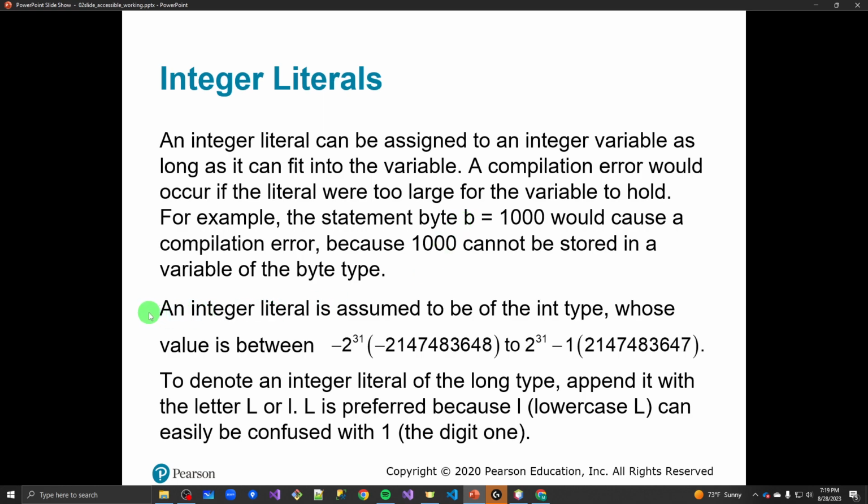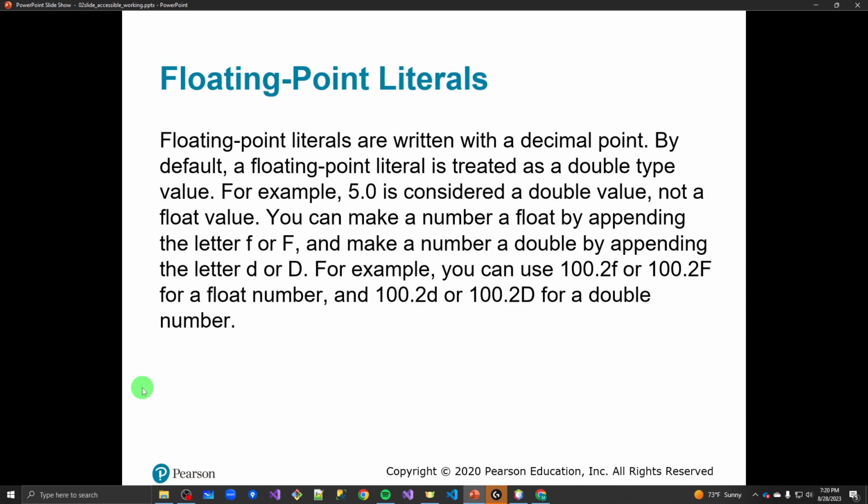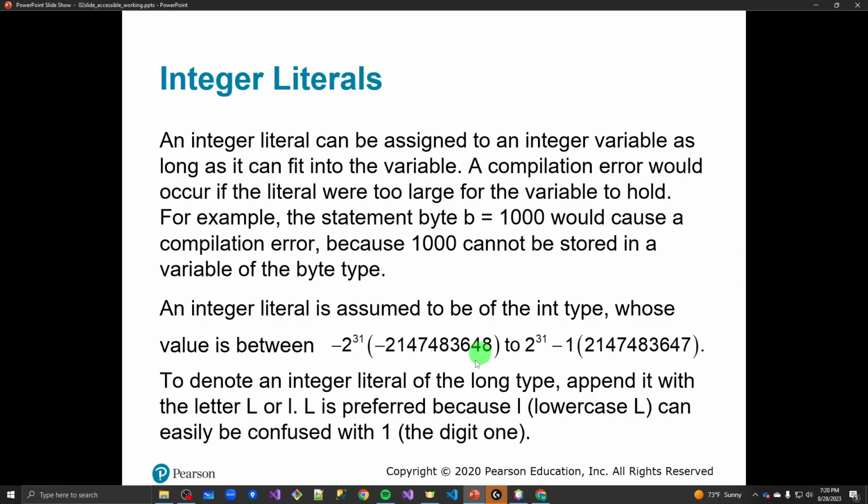So an integer literal is assumed to be of the int type. So if we see a number without a decimal point, Java automatically assumes it's an int. If we want it to be a long, we use an L, and a capital L is preferred. You could technically use a lowercase l, but it looks like a 1, so don't do it. So if you see a number in your code with an L after it, that means it's a long literal. Okay, so let me do an example of that real quick.